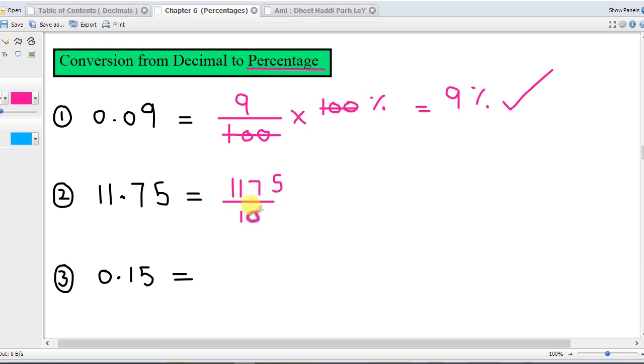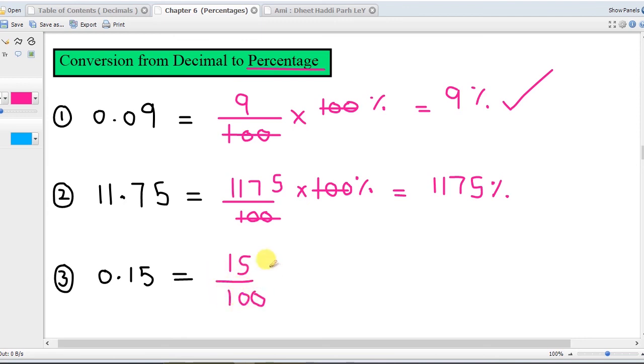1175 divided by 100. We have successfully converted this decimal into a fraction. Now in order to convert it into a percentage, you have to times it with 100%. This 100 is going to be cancelled out with this 100. The answer we are getting here is 1175%. And next, 15 over 100 times 100%. Both of these two hundreds are going to cancel each other, and the answer we are getting here is 15%. So far so good.